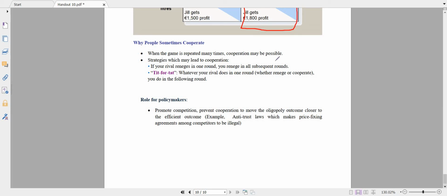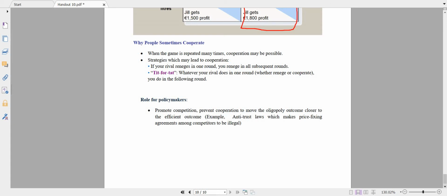But if there are repeated games, there are severe repercussions of cheating. Strategies which may lead to cooperation: if your rival reneges in one round, you renege in all subsequent rounds. That's a great disincentive to cheat. There will be short-term gains of cheating in this round, but there are going to be long-run repercussions in all the subsequent rounds where you're going to lose out. So it's better not to cheat when the relationship is long-term.